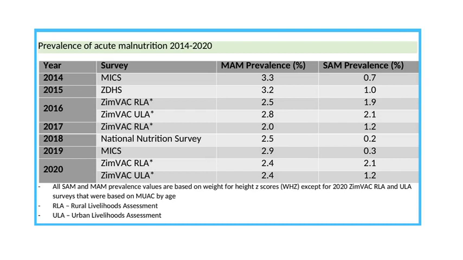In 2016, there were the Zimbabwe Vulnerability Assessment Committee assessments. There's the ZIMVAC Rural Livelihoods Assessment and the ZIMVAC Urban Livelihoods Assessment. According to the Rural Livelihoods Assessment, in 2016, the MAM prevalence was 2.5% and the SAM prevalence was 1.9%. And the Urban Livelihoods Assessment, MAM prevalence was 2.8% and SAM prevalence of 2.1%.